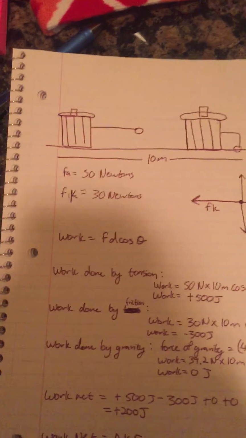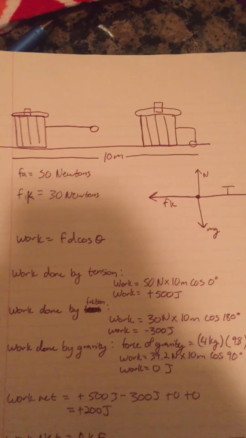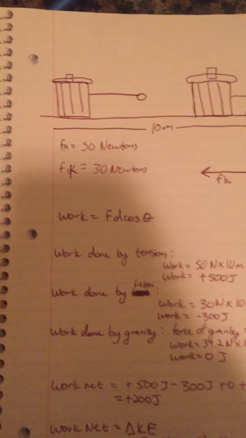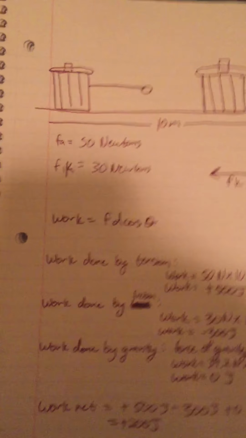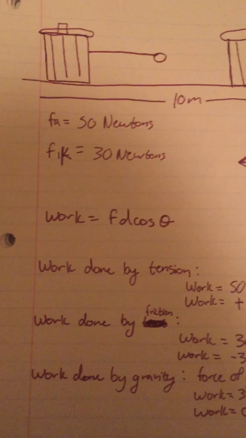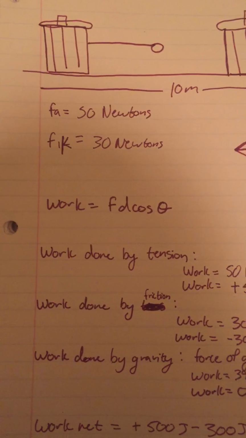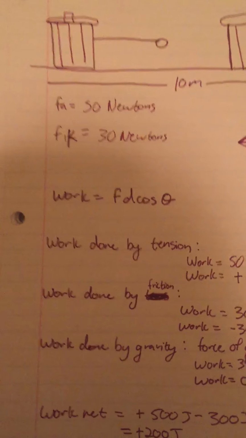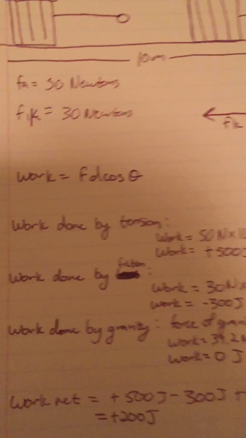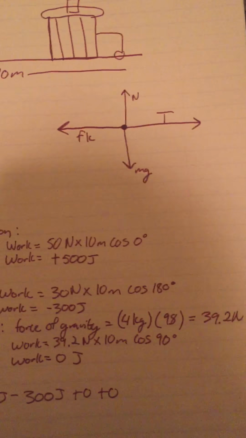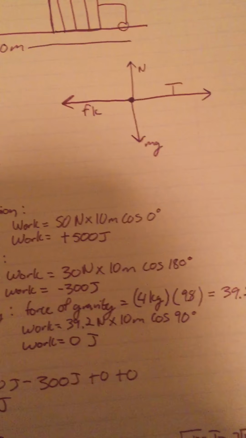So the first thing I did was I drew what was going on. There's a trash can right there. It slid 10 meters and stopped. And there's the rope attached to the trash can. So we know that the force acting on the trash can is 50 newtons. We know that the kinetic friction force is 30 newtons. The next thing I drew was a free body diagram, and these are all the forces that I'm going to answer in this problem.